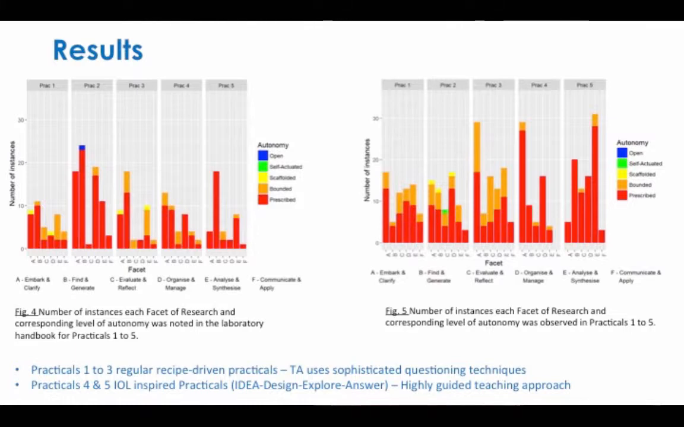Now, there were 2 teaching associates that delivered these pracs. Pracs 1 to 3 were delivered by an experienced teaching associate who prompted students all the time through the prac with questions and very sophisticated questioning technique. In doing that, she was able to take students from a very prescribed teaching approach to a higher level of autonomy. But students in the IOL-inspired pracs were taught by a TA with very limited teaching experience and poor vocabulary to describe research skills.